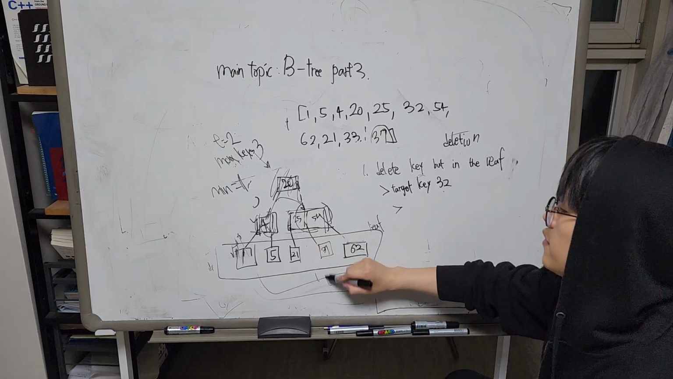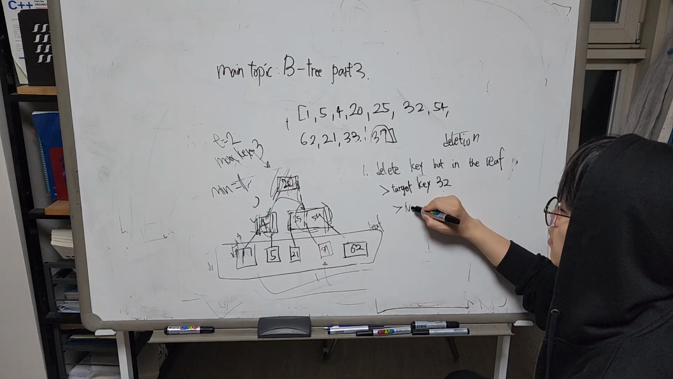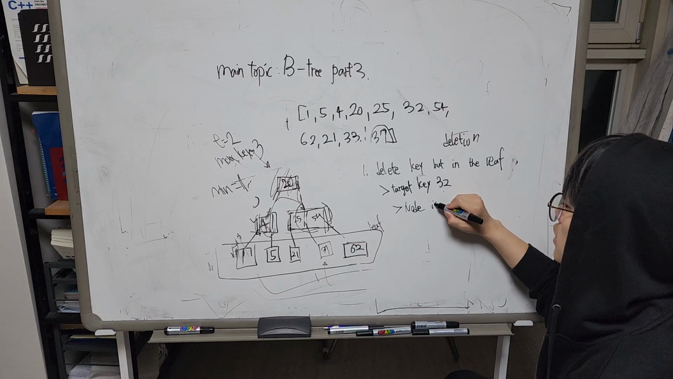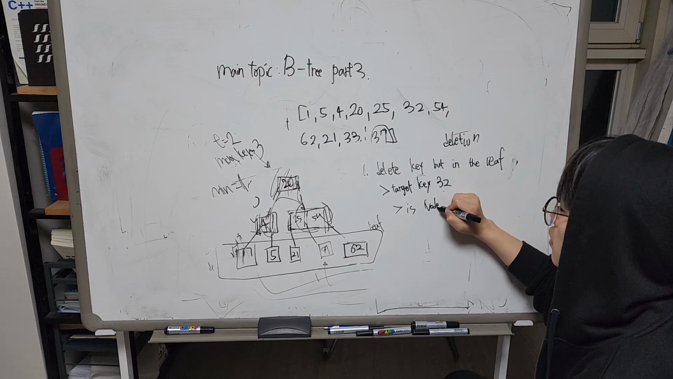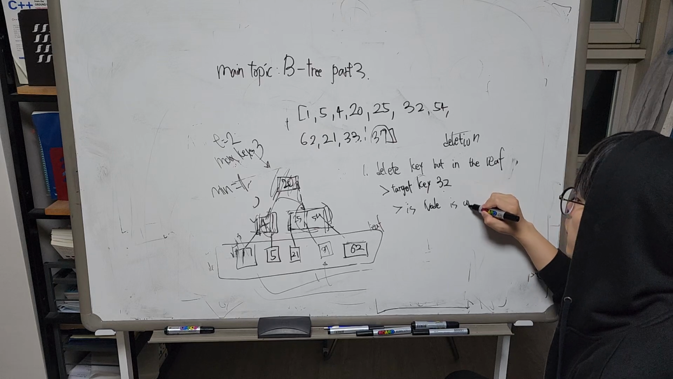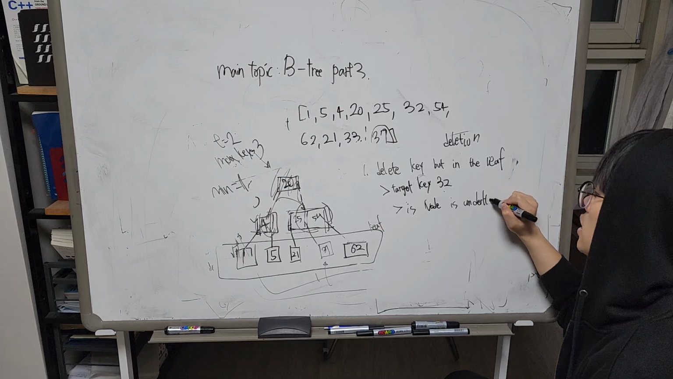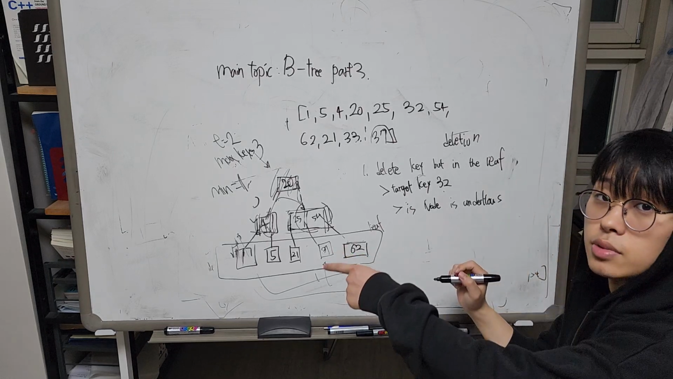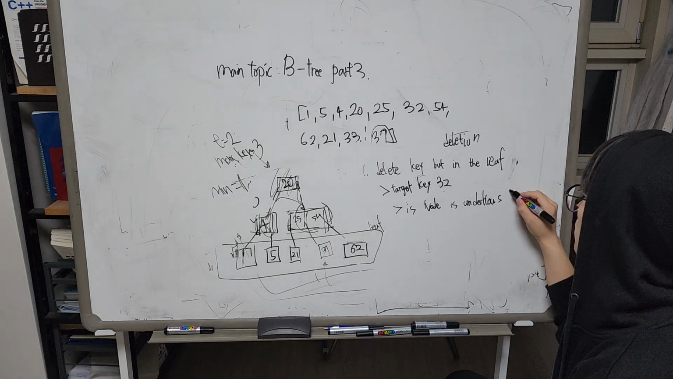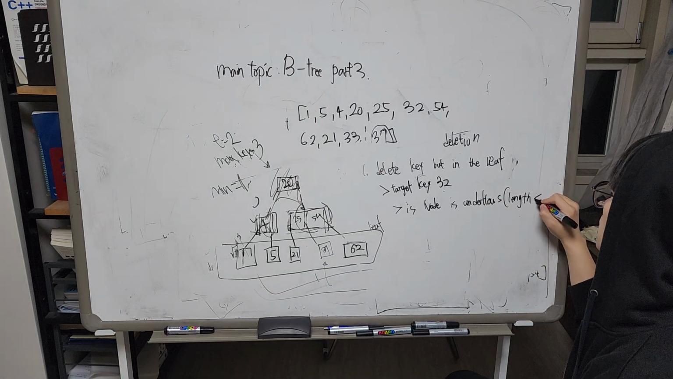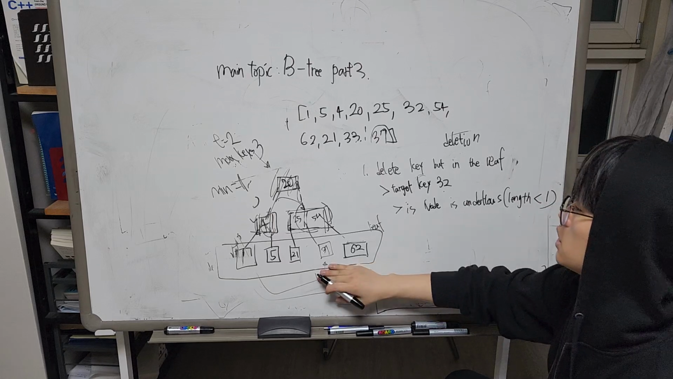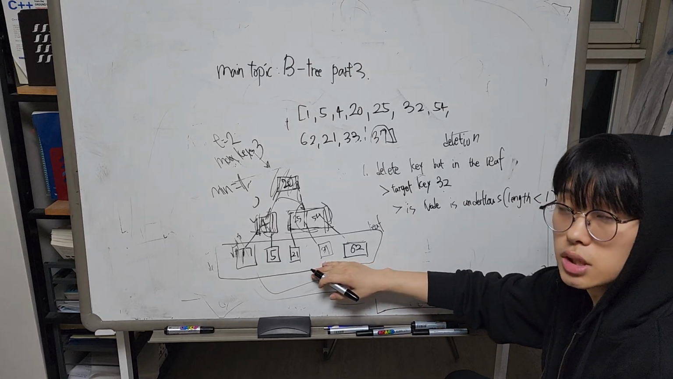let's see if this node underflows. Underflows means that it breaks the rule of the minimum keys, which means that length is smaller than the 1. Since this is already stable, there's nothing to do with it.